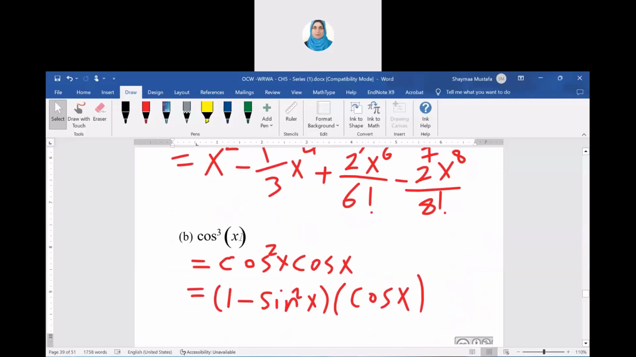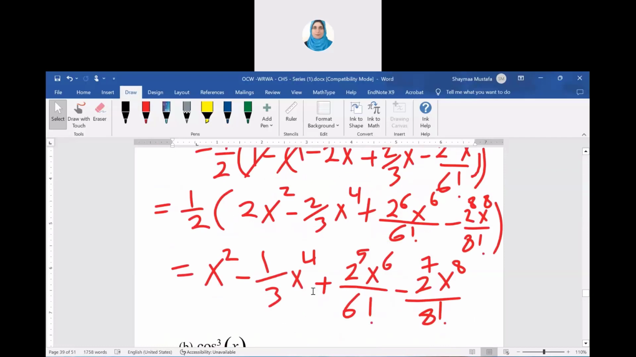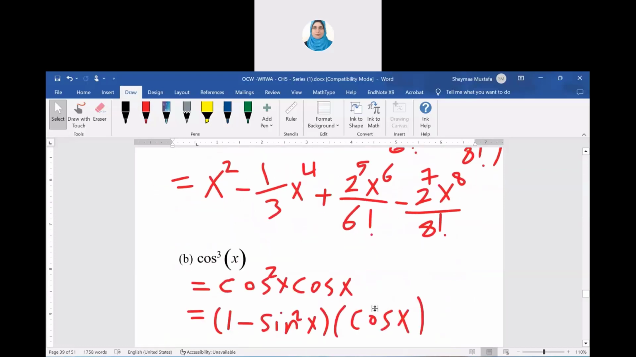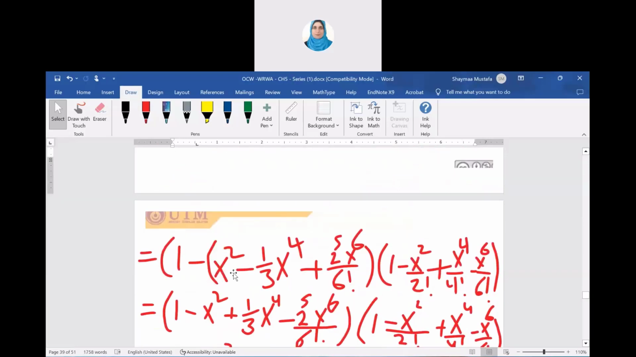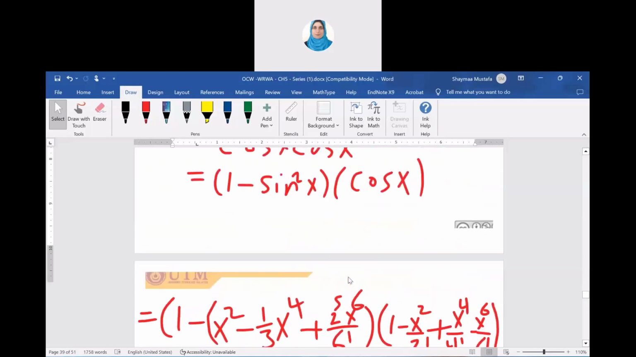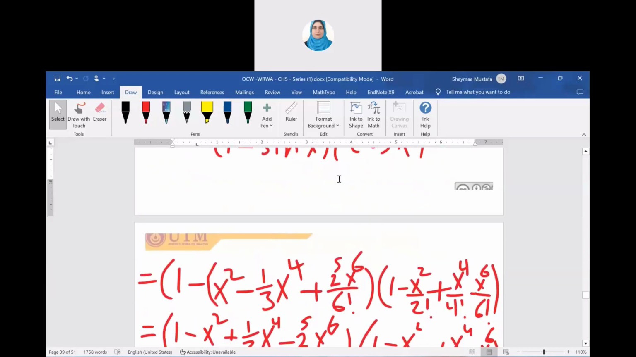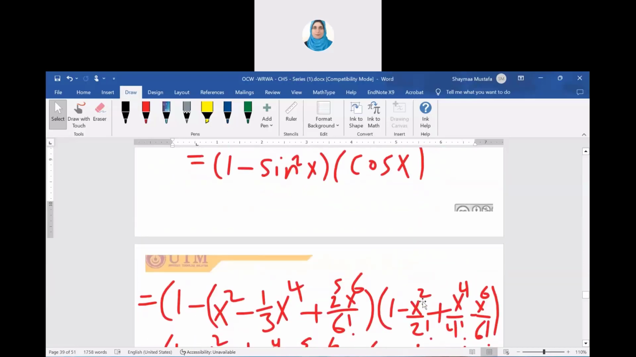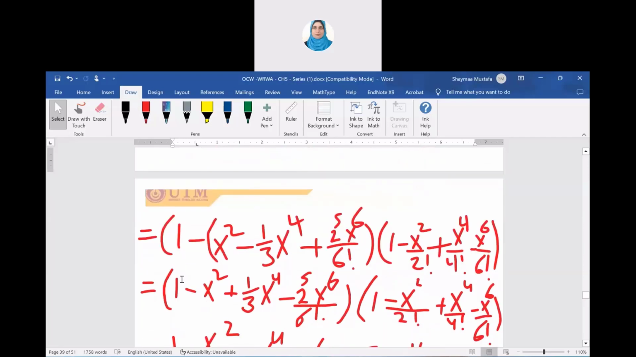Similar for cos cube x. You can use identities because cos cube x is equal to cos square x times cos x, and cos square is 1 minus sine square. Since we already calculated sine square, replace sine square by its Maclaurin series and multiply by the Maclaurin series of cos x.